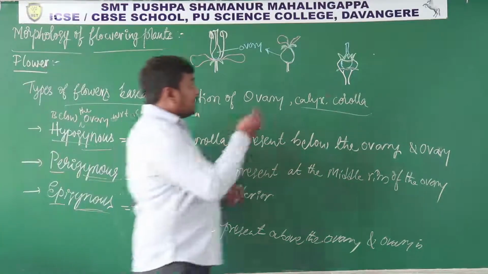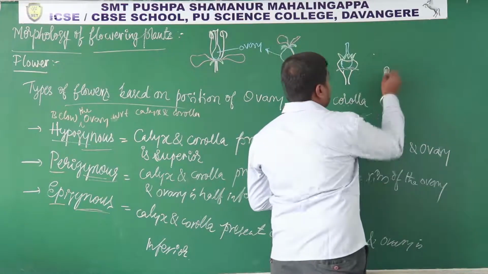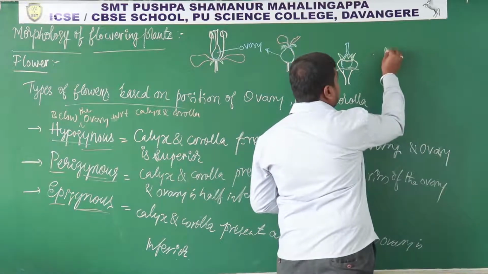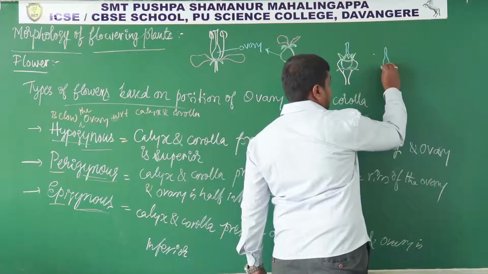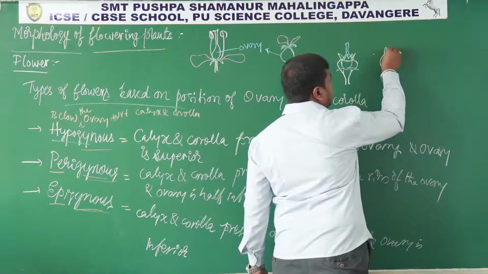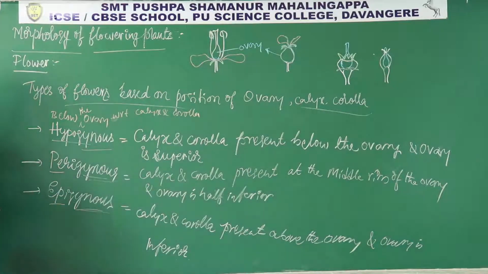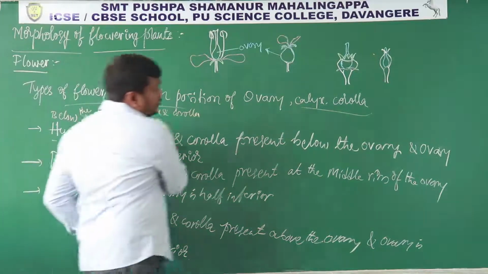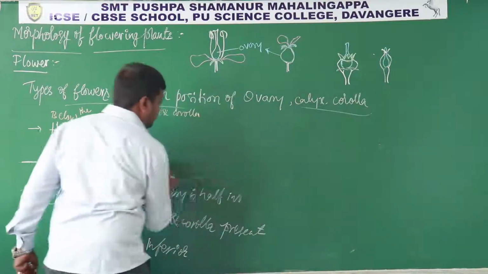Then the same thing continues to make it epigynous. So here is the ovary. Here the thalamus extends and completely covers the ovary like this. Then calyx and corolla are produced that make the ovary epigynous. Let me explain it again by diagram.